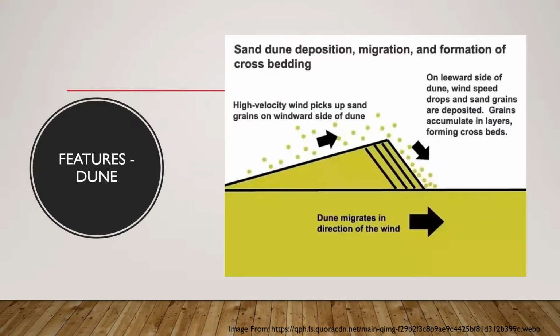Dunes are formed in the same fashion that ripples are, where sediment is brought up the stoss side and deposited on the leeward side. Where dunes differ from ripples is in their magnitude. Where ripples commonly have a wavelength of around 20 centimeters, dunes can have a wavelength in the tens or hundreds of meters.